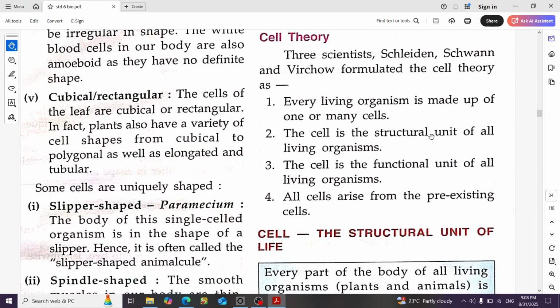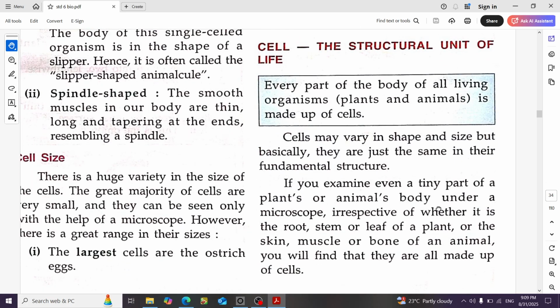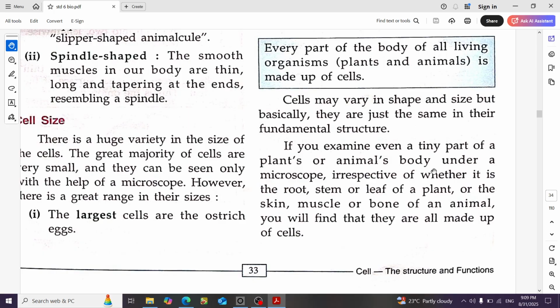So we have seen these types now. Now, what is the cell theory? So three scientists, Schleiden, Schwann, and Virchow, formulated the cell theory. They say that every organism is made up of small cells. These cells are the structural unit of life. Cell is the functional unit also. All cells arise from the pre-existing cells. Nobody came from the sky. Nobody came from water. There has to be pre-existing cells. Only then new cells are formed. So structural unit of life, every part of the body is made up of small cells. They are of different shapes and sizes and they do the work.